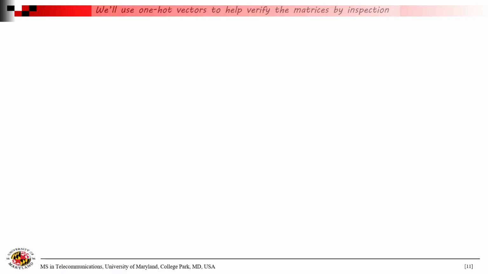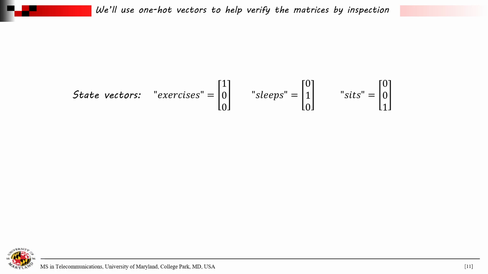Since we're going to be talking not about training, that's on the next class, we're just going to be talking about the contribution of each of these matrices. We're going to use one-hot vectors to keep the matrices very easy to determine. So let's look at the state vectors.